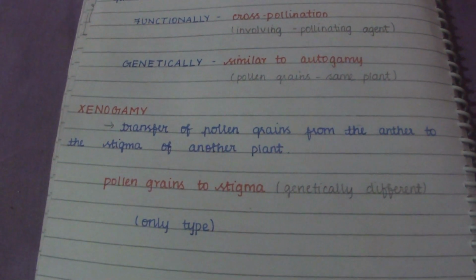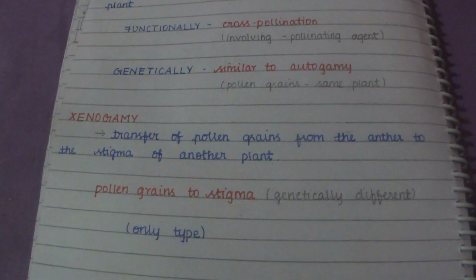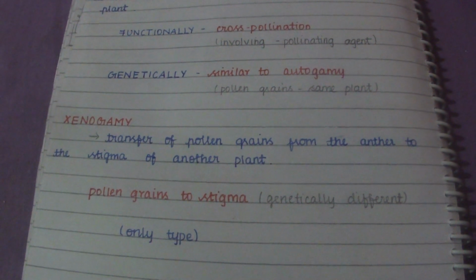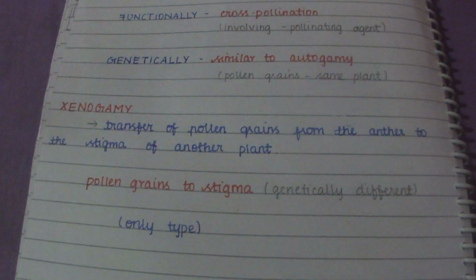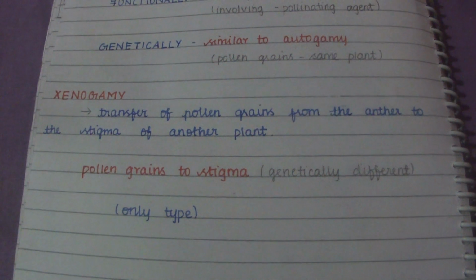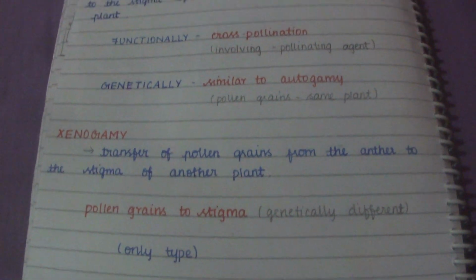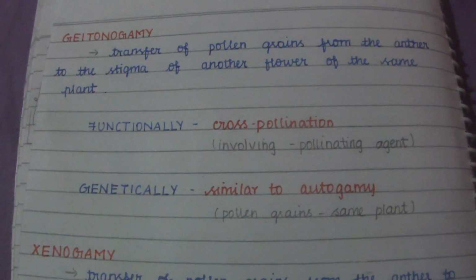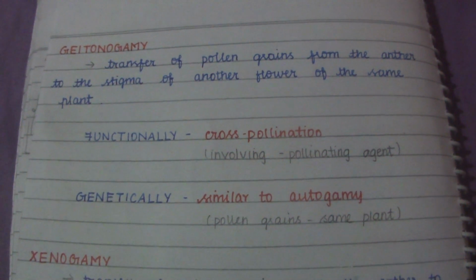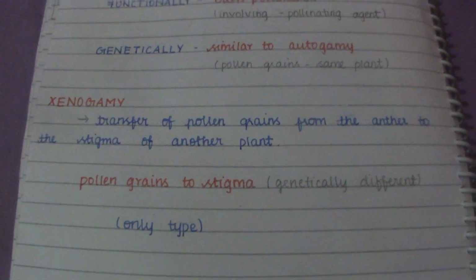So here the pollen grains have a different genetic makeup, and they are brought together to the stigma only in this type of pollination. Only when xenogamy takes place are genetically different pollen grains brought. When we take geitonogamy, it is similar to autogamy because genetically similar pollen grains are brought, whereas in xenogamy, genetically different pollen grains are brought in contact with the stigma.